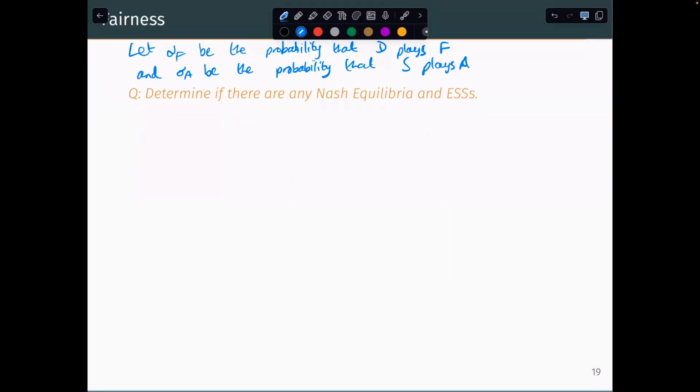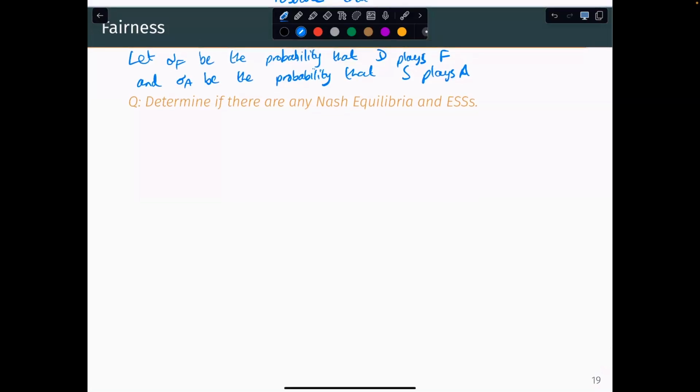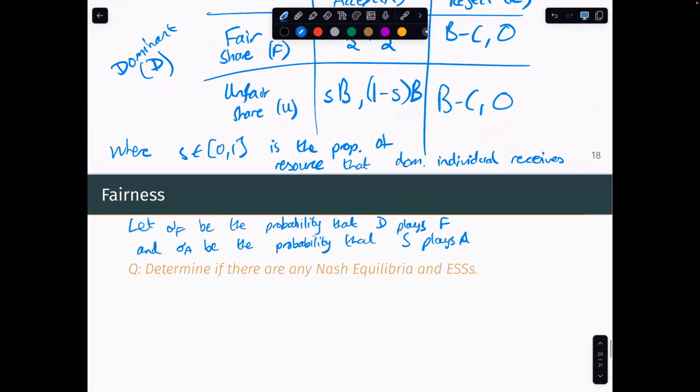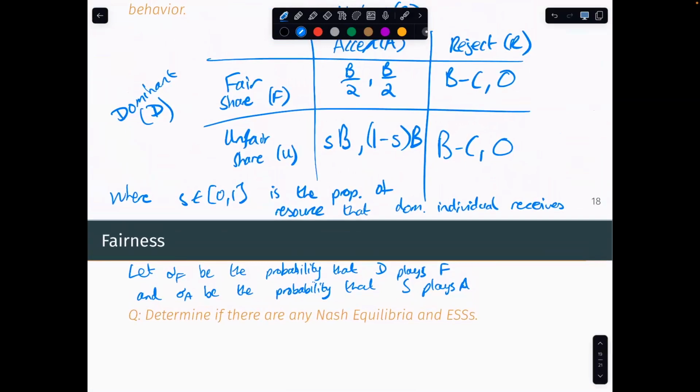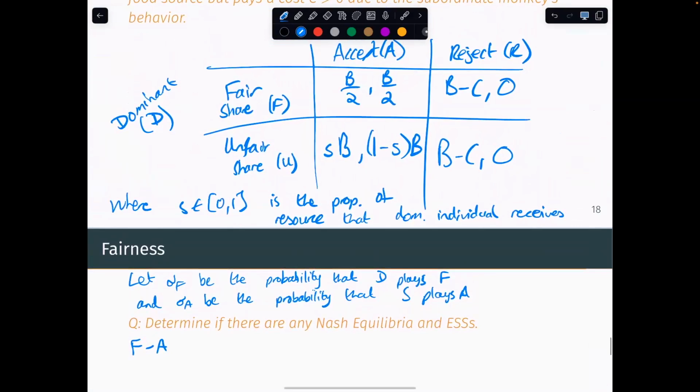Okay. Let's work through this one. This one's a little bit confusing as well. I tried to pick a few examples that are a little bit more unusual compared to what we've met so far. Okay, so let's think about pure strategies to start with. So dominant individual playing fair and subordinate playing accept is a Nash equilibrium if B over 2 is greater than or equal to SB. Why is that?